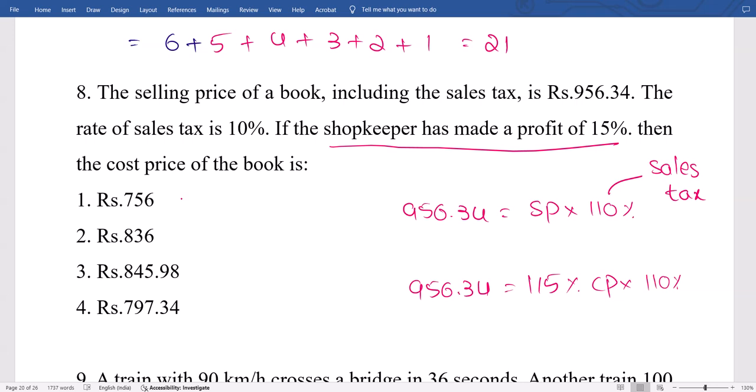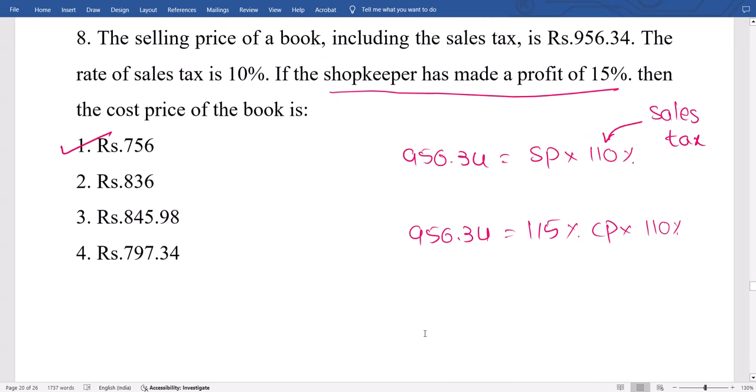So what are the amounts? See, when you go to a gold shop and purchase some gold that costs around 10,000, then for that they'll add 3% GST, state and central, likewise. So first, what is the selling amount of that product? Then for that they're adding the tax. Now dividing this 956.34 with 110 and 115 and doing all that will give 756. We'll get 756.